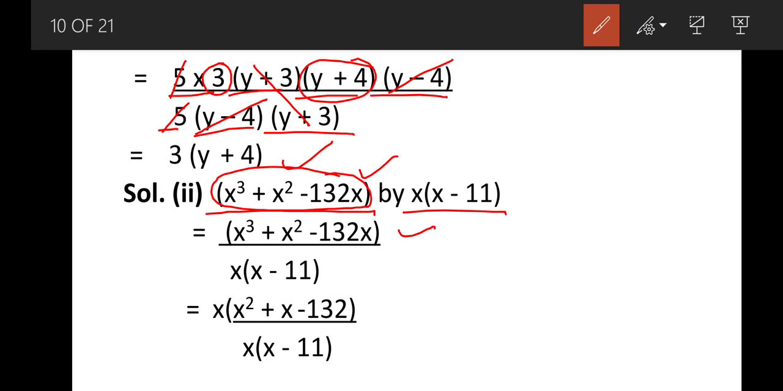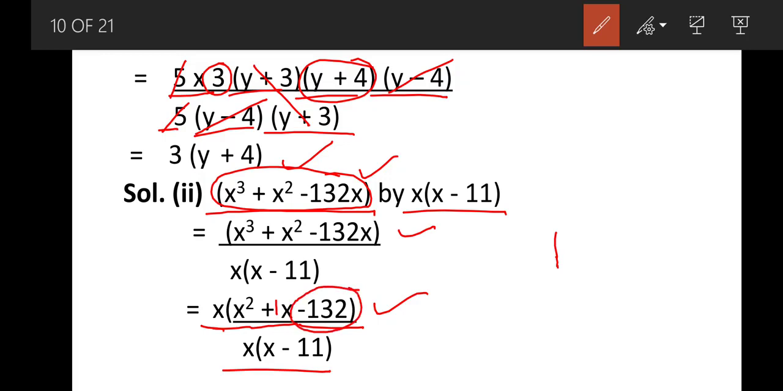So what I have done, I have taken x common. What will be left inside the bracket? It will be x² plus x minus 132, and we need to divide it by x bracket x minus 11. So here again we are supposed to use the splitting the middle term method. That is, we need to split. What is the coefficient of x? This is 1. We need to split 1 into two parts such that the algebraic sum of those two parts is 1 and their product is minus 132.